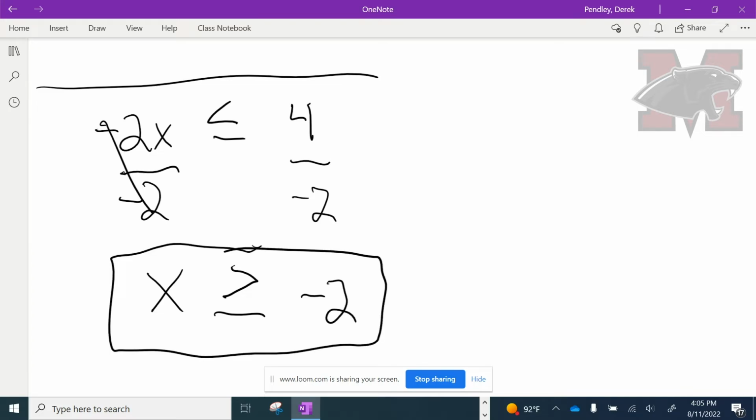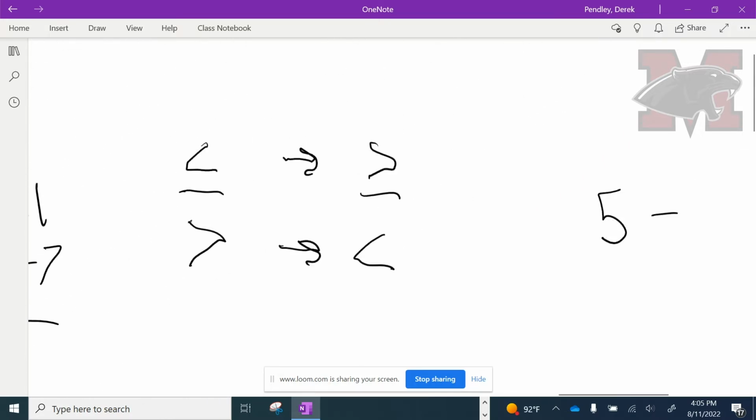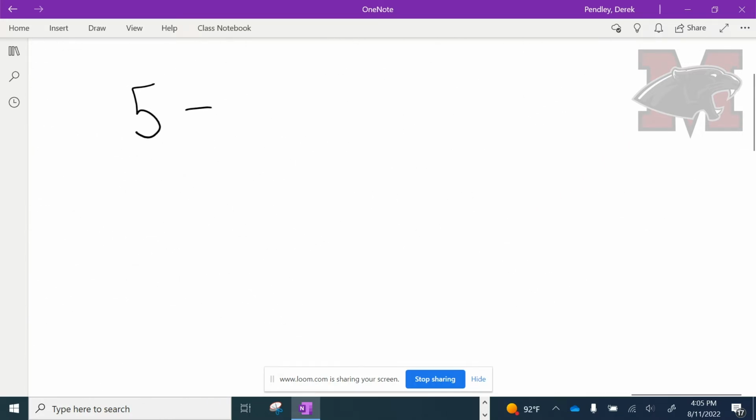So that is your answer for the warm-up for question 3. All right, the next one, 5 minus 3x is greater than or equal to negative 13.